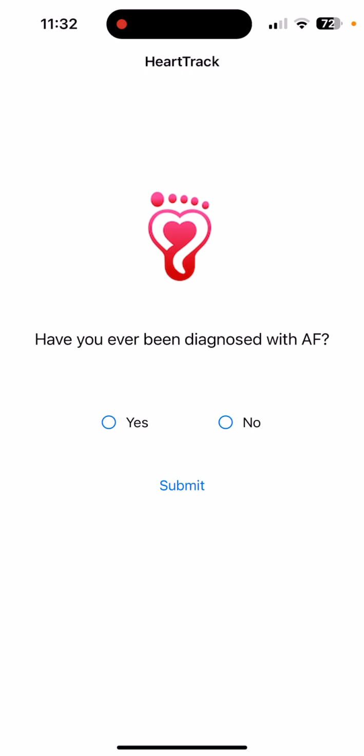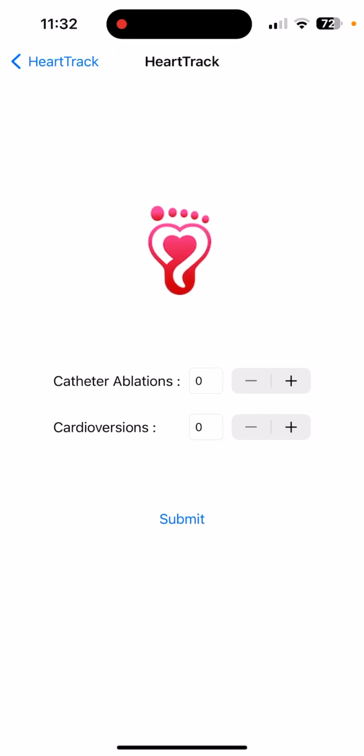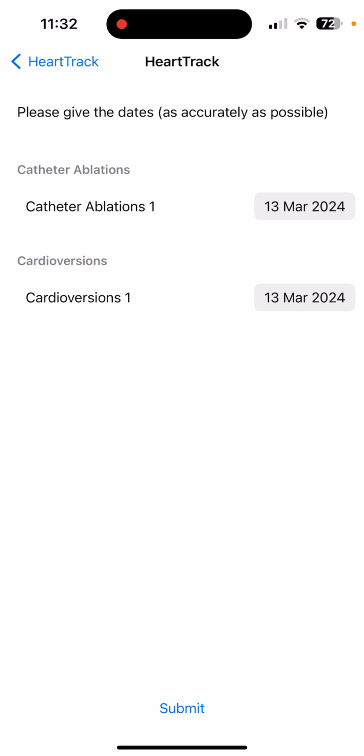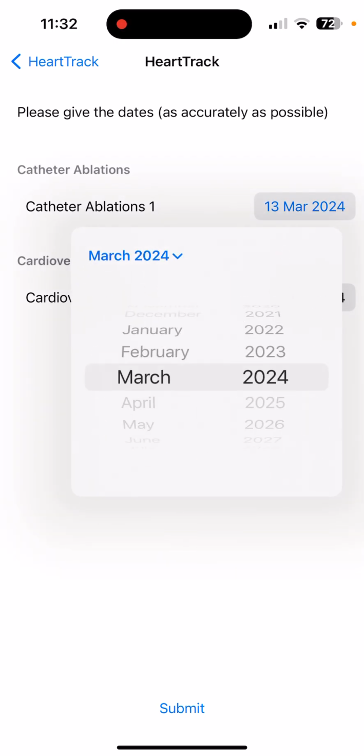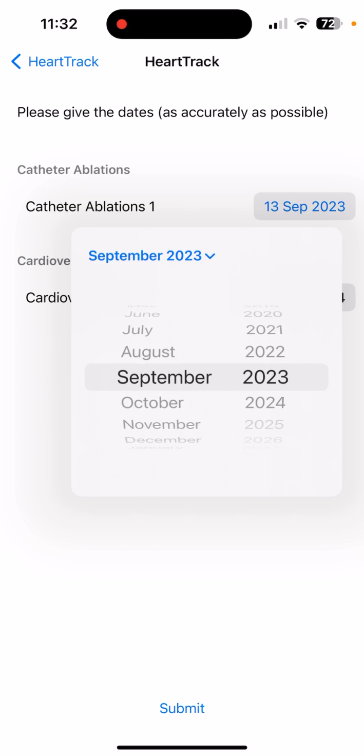So, the first few pages of the app are quite standard. It collects information about people's AF history and also whether they have had any treatments for their AF already. Commonly this can either be an AF ablation or a previous cardioversion. And so you input whether you've had either of these, and then you also have to insert what dates you had these treatments, because that is important for us to help measure how the treatments have changed people's quality of life over time.